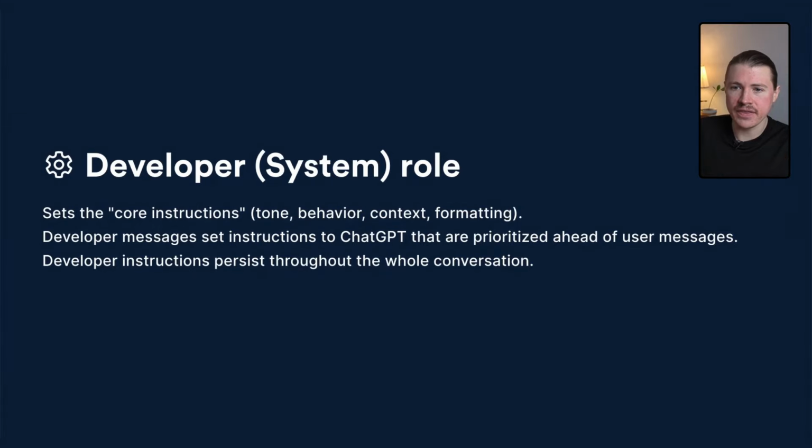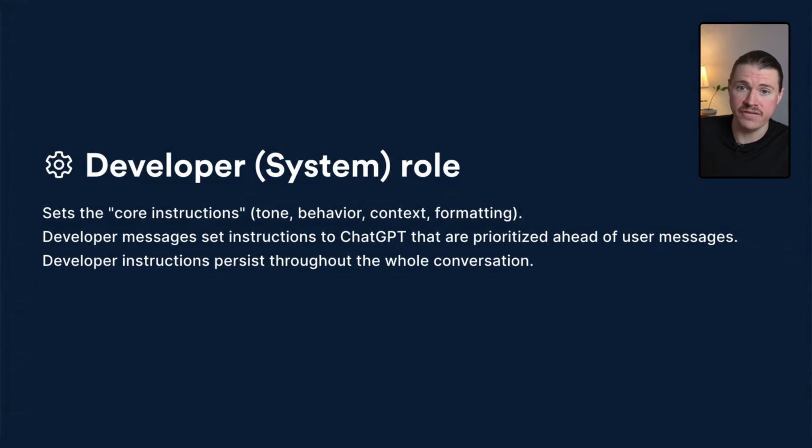So taking a look at the developer role, previously known as system. So again, these are instructions to ChatGPT. That's where this is similar to the user message, but how you can think about using this, here you want to set the core instructions. So this is maybe telling about the tone ChatGPT should use, how it should behave, any context you need to give it, and also how it should format its responses. These are great to set in the developer role.